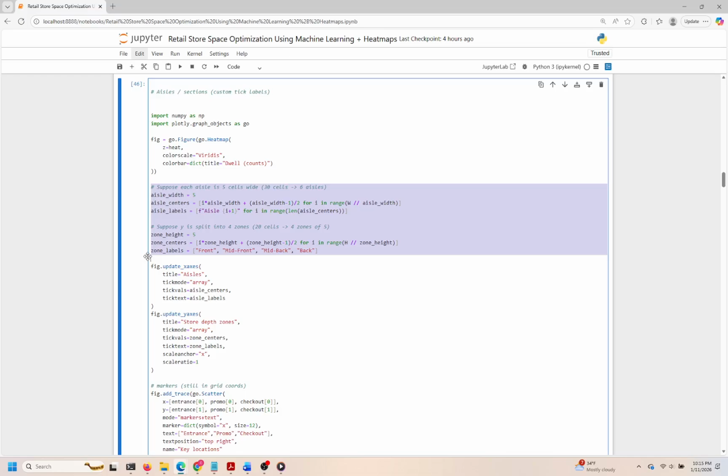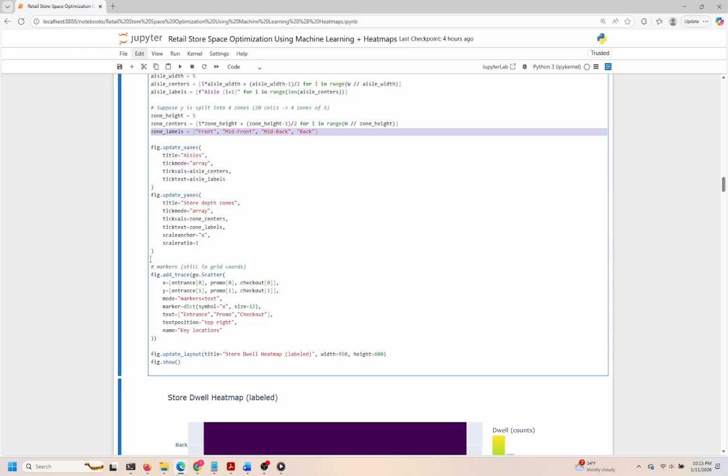We calculate the center points for each of these aisles, which serves as our tick marks on the x-axis for clearer labeling. Similarly, we section the store depth into 4 zones, which we designate as front, mid, back, and back. Just like with the aisles, we compute the center points for these zones, positioning them on the y-axis.